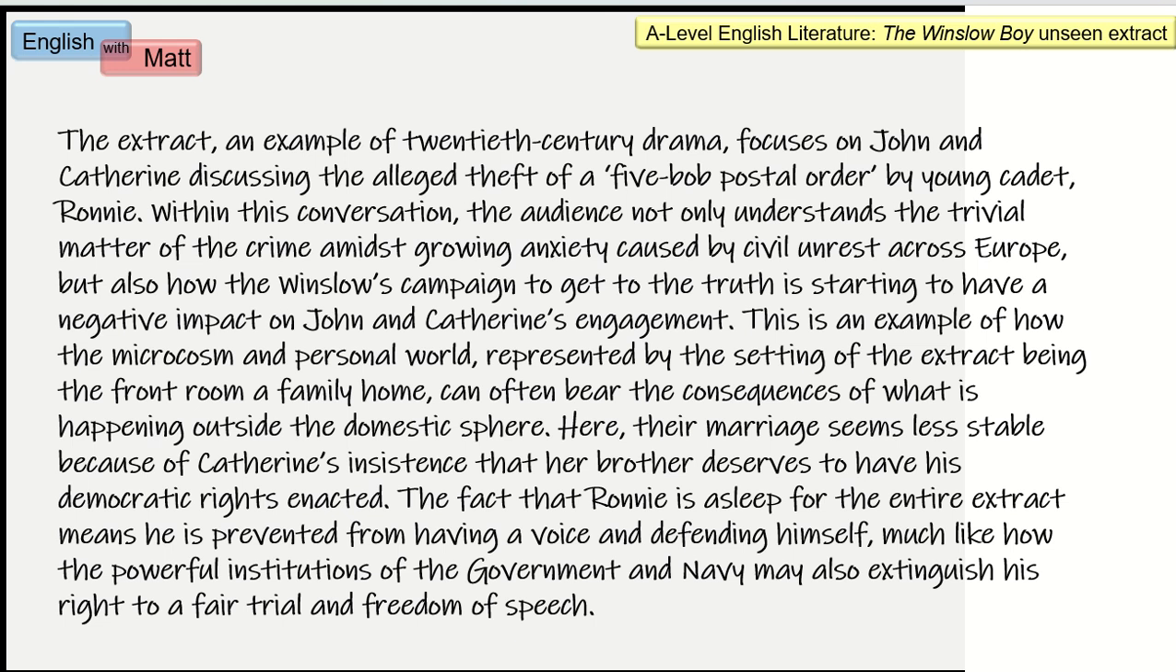This is an example of how the microcosm and personal world, represented by the setting of the extract being the front room of a family home, can often bear the consequences of what is happening outside the domestic sphere. Here, their marriage seems less stable because of Catherine's insistence that her brother deserves to have his democratic rights enacted. The fact that Ronnie is asleep for the entire extract means he is prevented from having a voice and defending himself, much like how the powerful institutions of the government and navy may also extinguish his right to a fair trial and freedom of speech. So that's your overview.